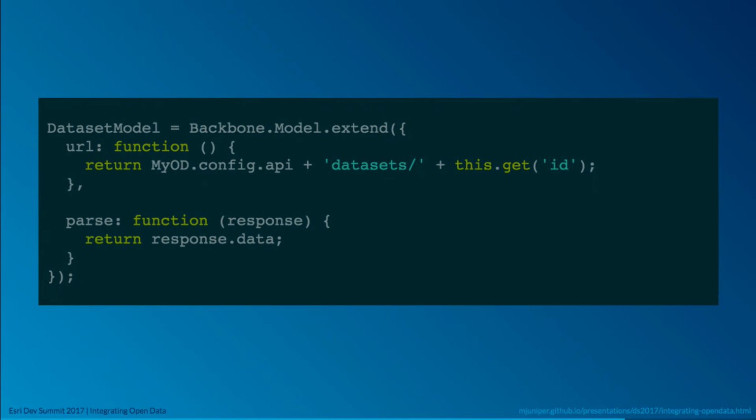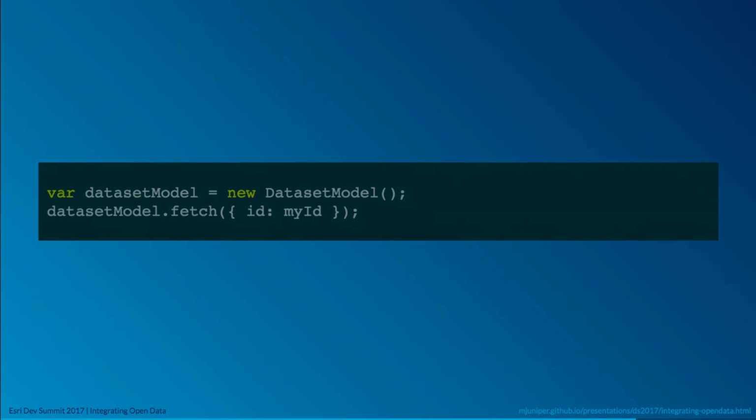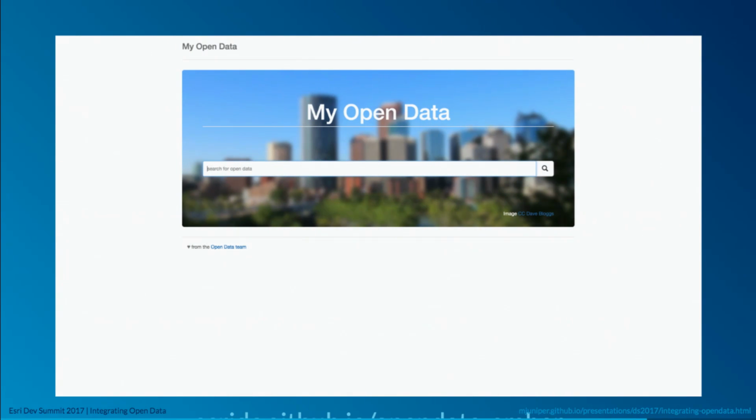Extremely similar thing going on with Backbone's model. So collection, of course, is a group of things. Model is one thing, but they work very similarly. Override url to tell it how to construct URLs, override parse to tell it how to handle the response, and new it, and then call fetch with an ID. And then it would ask the Open Data API for that data set. So that's Open Data Backbone.